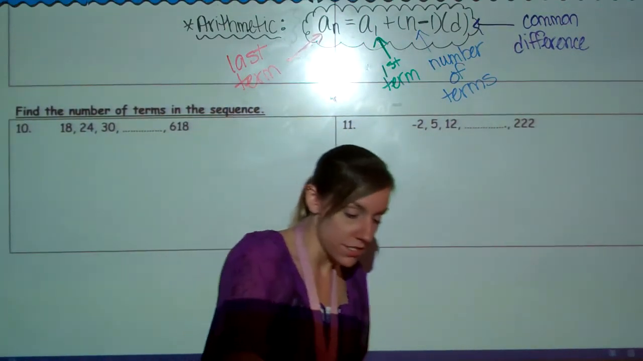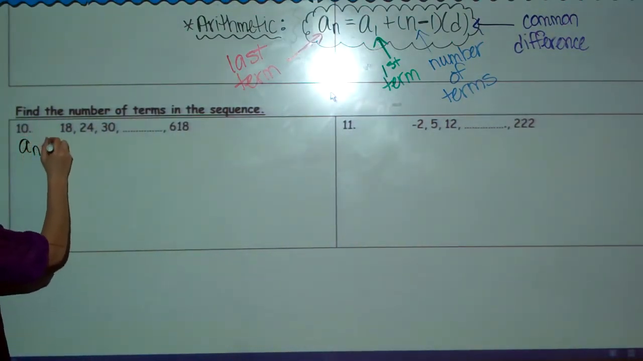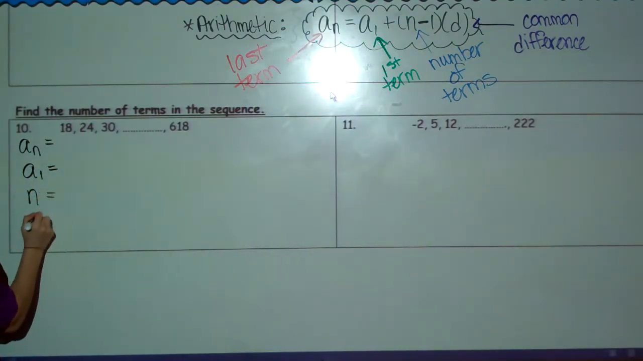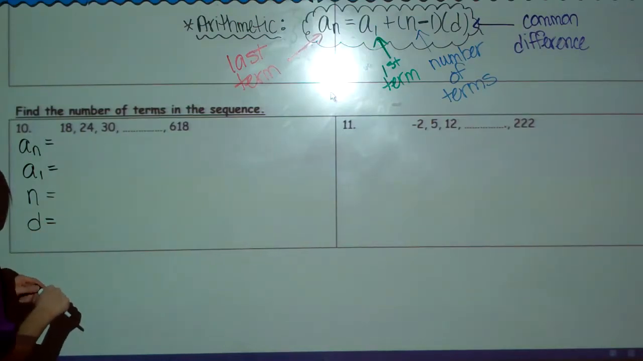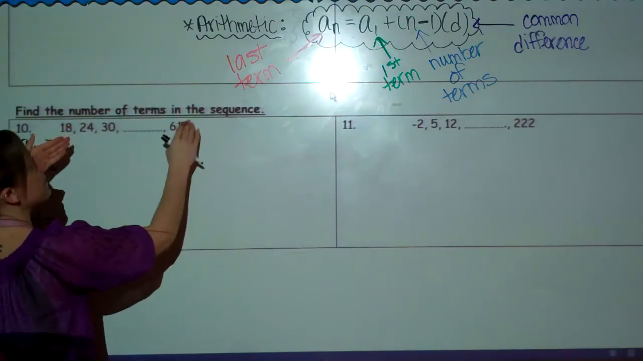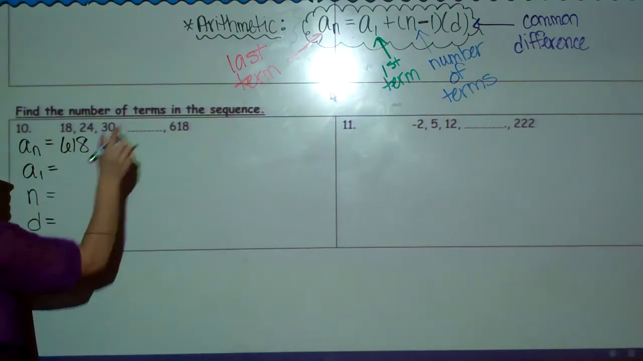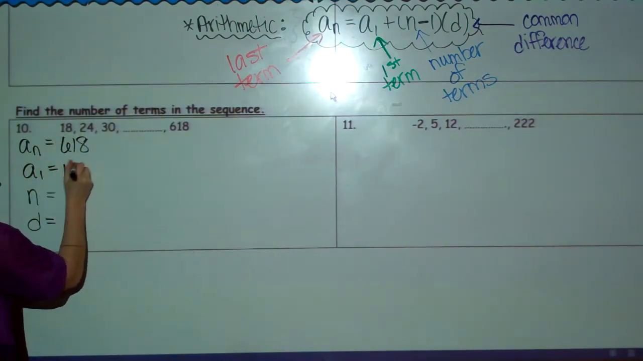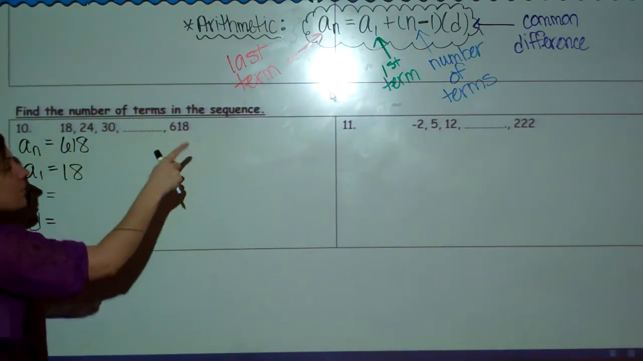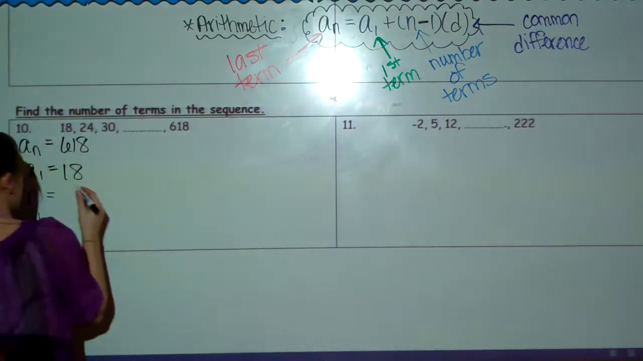So we're still going to use the formula, so we still want to list what's AN, what's A1, what is N, and what is D. Again, this can also represent the nth term, which in this case is the last term. So that would be 618. Then A1 is the very first term, which would be 18. And then we have N and D, and the directions say find the number of terms. So number of terms is N, and that is what we have to find.